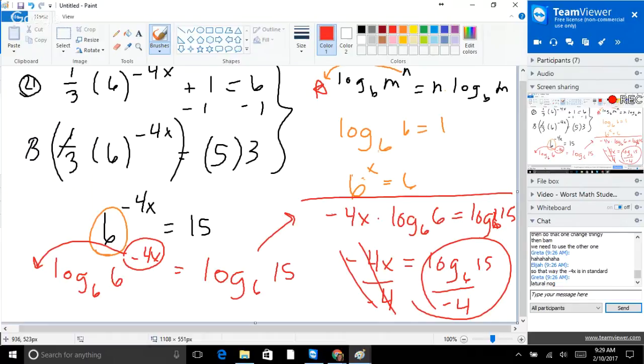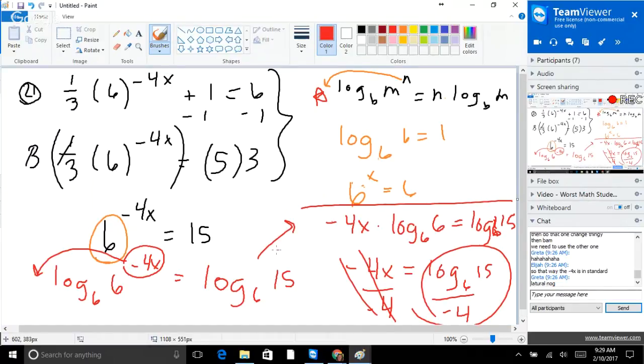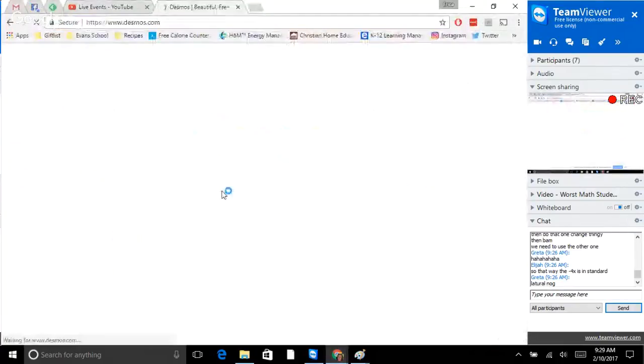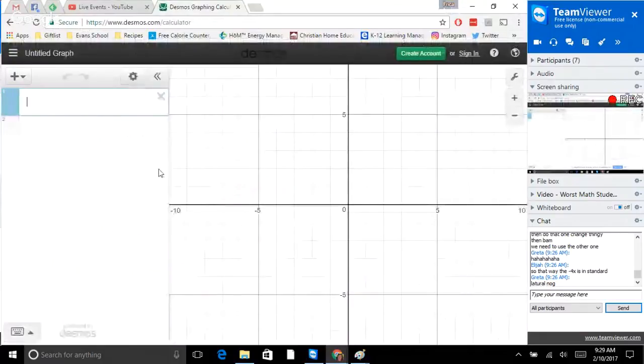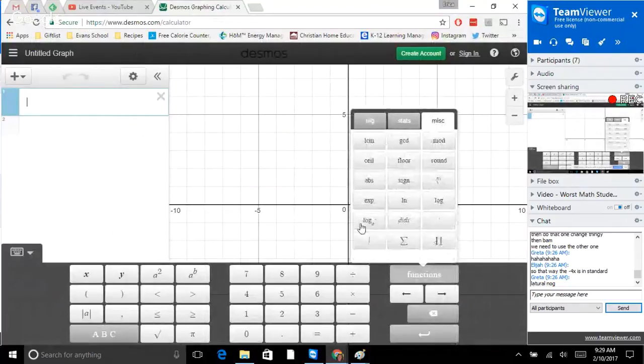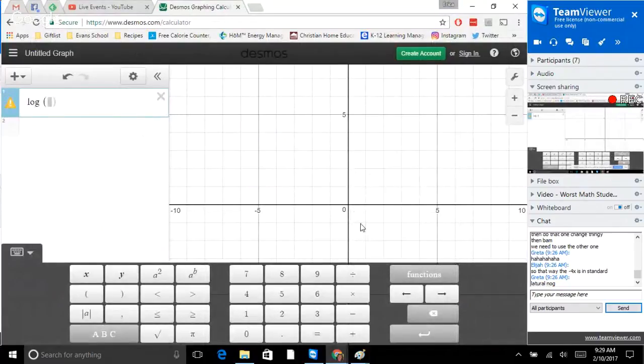Now that, I don't know what that is. I will be quite honest with you. So what do I need to do? I need to switch over to Desmos, right? So we are going to need to use the log base 6 of 15, divided by negative 4.